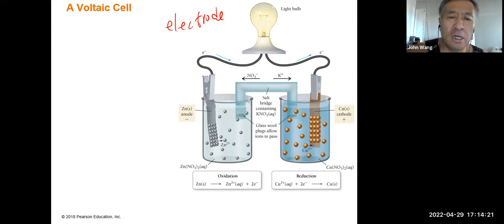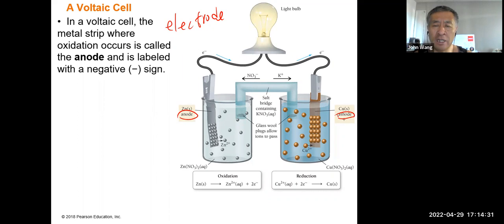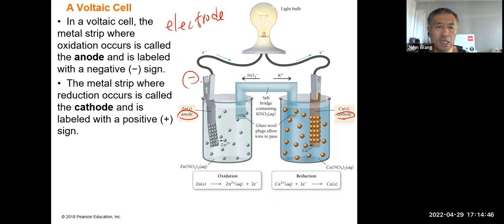We have the anode and the cathode. The anode is where the oxidation happens, and the cathode is the electrode where the reduction happens. And those signs for the batteries: the anode has the negative sign because the electrons flow out from the anode. The metal strip where reduction happens is called the cathode and has a positive sign. So this part will be the positive, as in your battery.